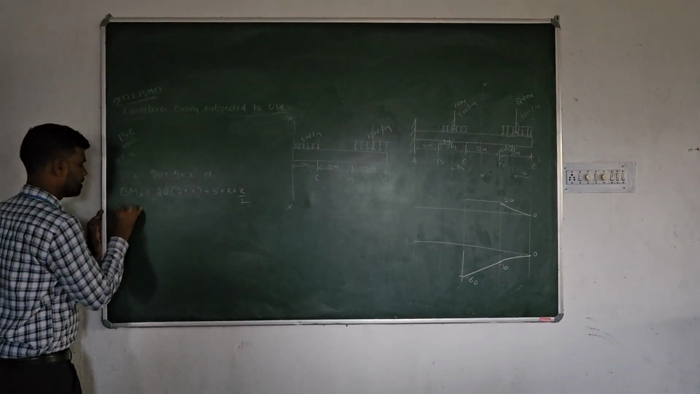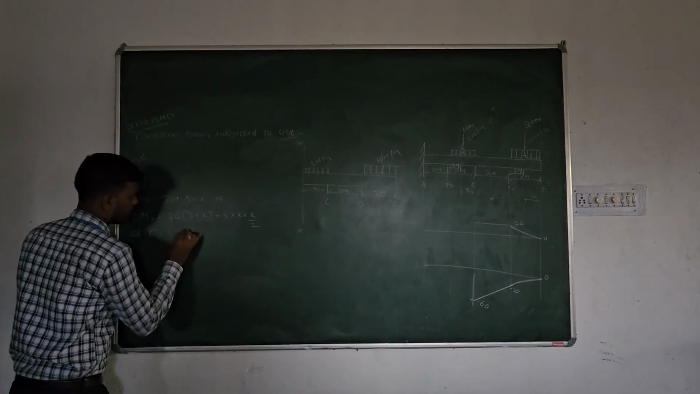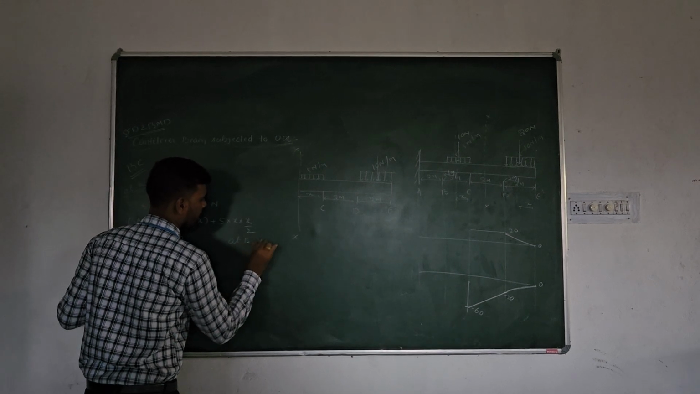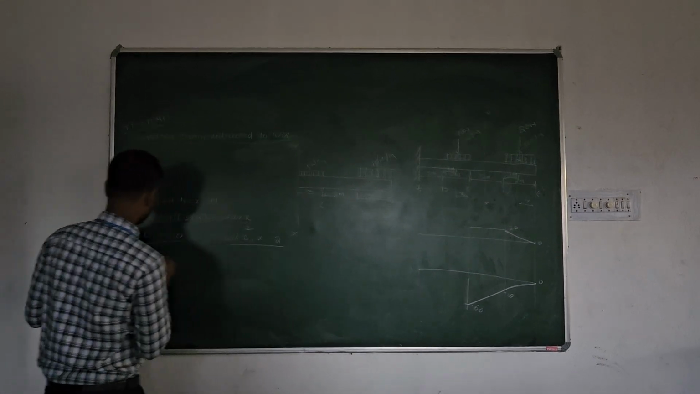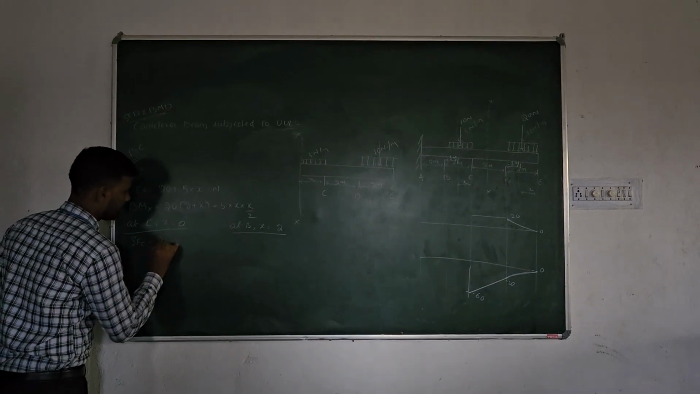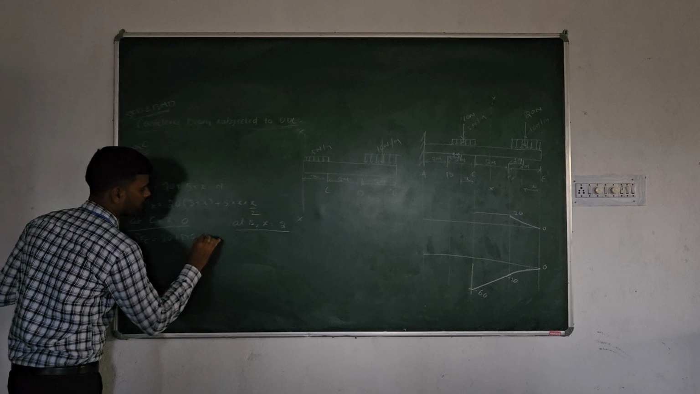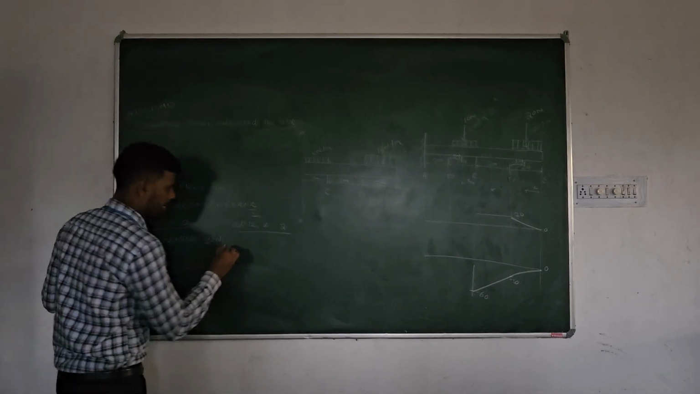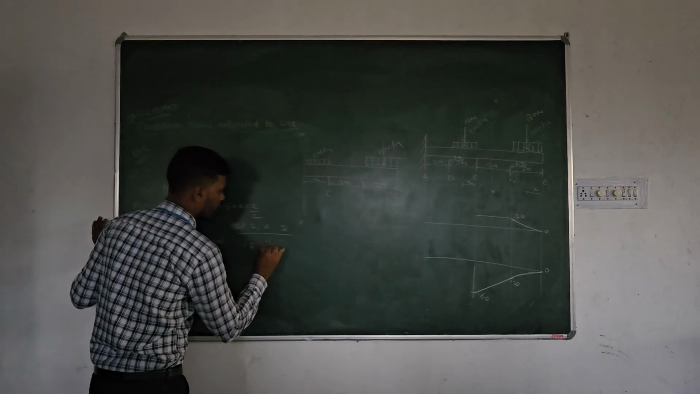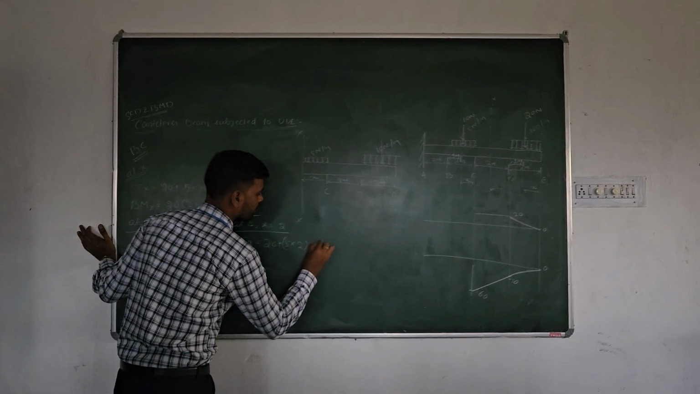So at C, x is equal to 0. At B, x is equal to 2. So SF at C is equal to 20 plus 5 into 0, that is 20 Newton. SF at B is equal to 20 plus 5 into 2, that is 30 Newton.